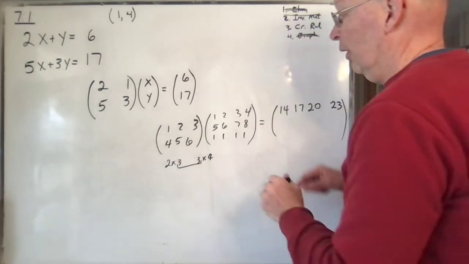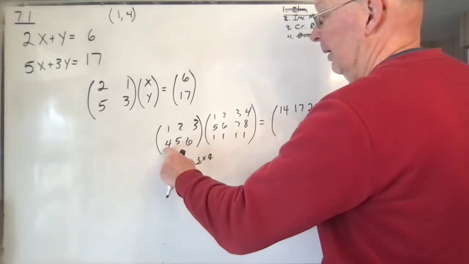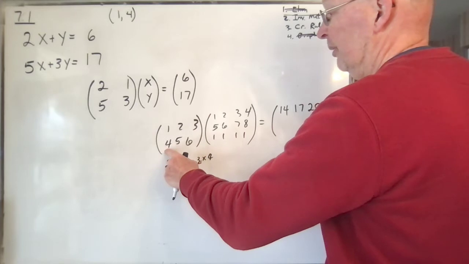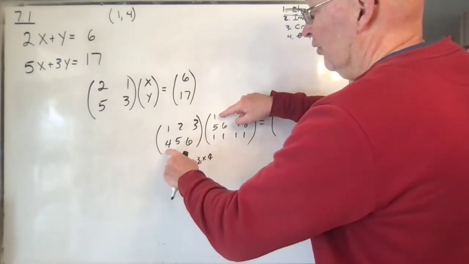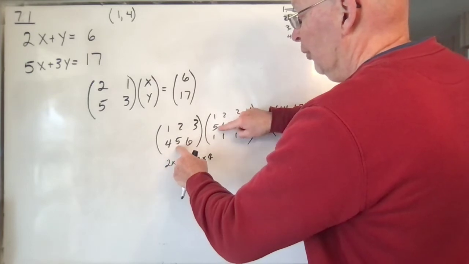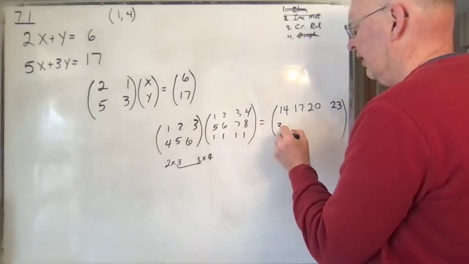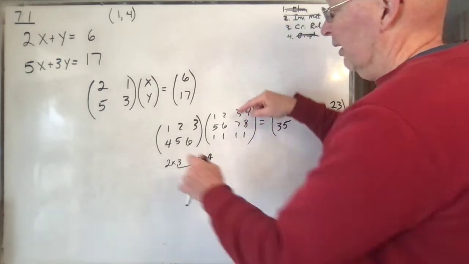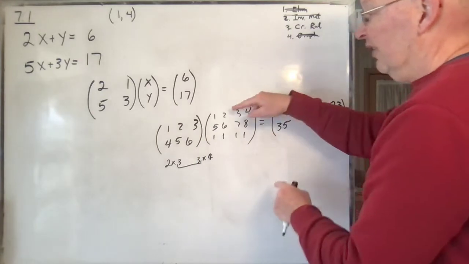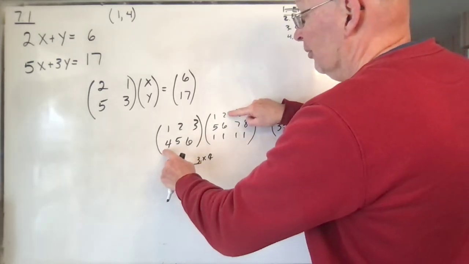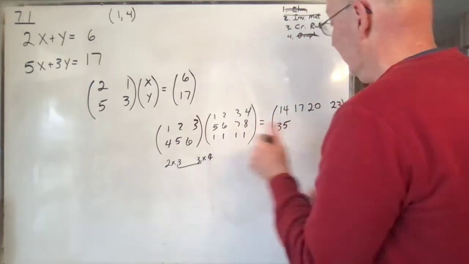What about the second row? Right here, it's going to be this row and this column. So it's going to be 4 plus 25 is 29, 29 plus 6 is 35. Okay, then you're going to get, this is the second row, the second column. It's going to be 8 plus 30 is 38, 38 plus 6 is 44.